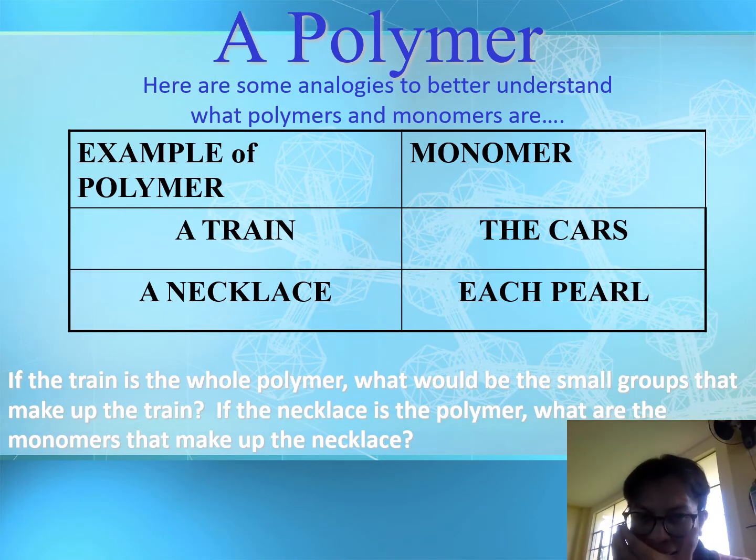Here's the answer. A train is composed of several different cars connected or linked together. That makes a train. How about a necklace? When you have several pearls, when you group them together or attach them in one string, you can create a necklace. So by looking at this table, we can say that the monomers are the basic units to create a polymer. Poly means many, monomer means the individual pieces to create a polymer.